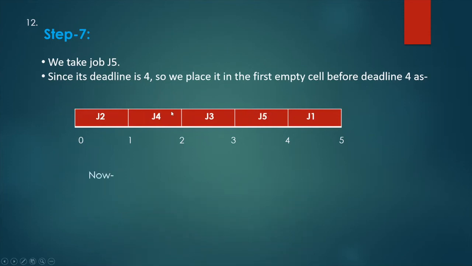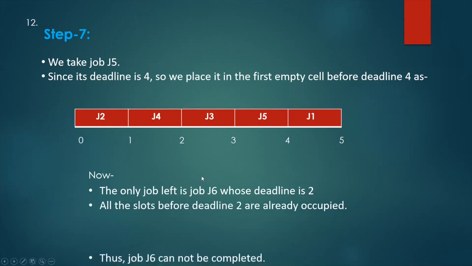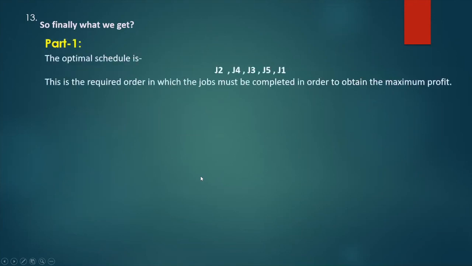So now if we see what we are getting, we are getting job 2, job 4, job 3, job 5, job 1. The only job left is job 6. The deadline of job 6 is 2, but as we can see, there is no empty slot. So job 6 cannot be completed within its deadline. So finally, we get an optimal schedule which will give me the maximum profit. If we proceed in this sequence, it will give me the maximum profit.